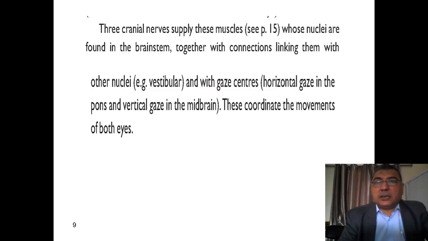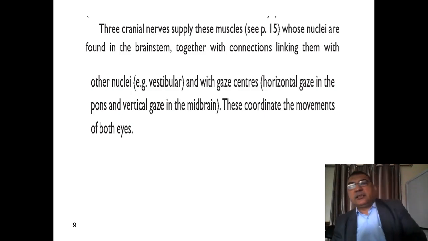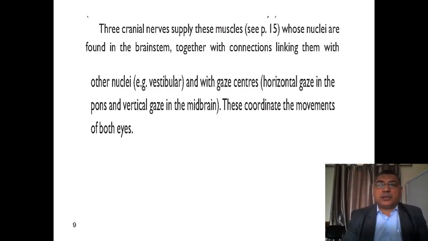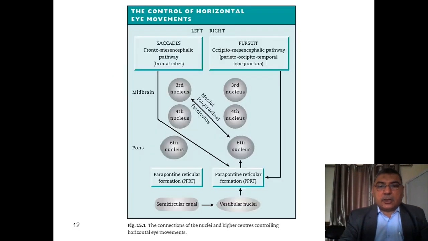As we said, these 6 muscles are supplied by 3 cranial nerves. We have the oculomotor nerve supplying all the extraocular muscles except the lateral rectus, supplied by the 6th nerve, and the superior oblique supplied by the 4th nerve. The nuclei of these nerves are all present in the brain stem: the 3rd, 4th, and 6th nuclei.